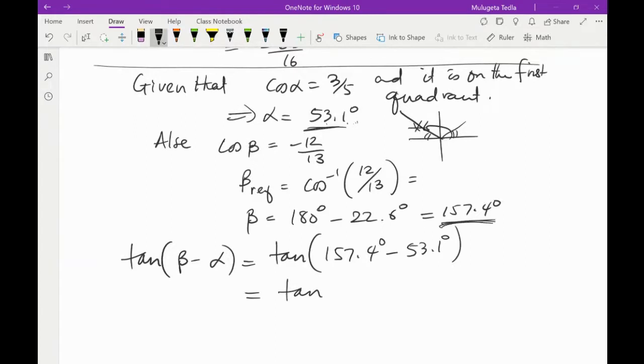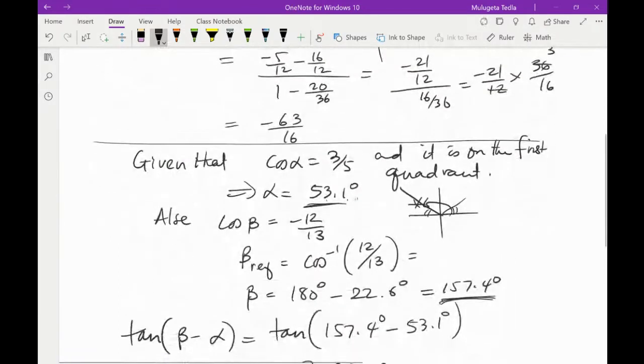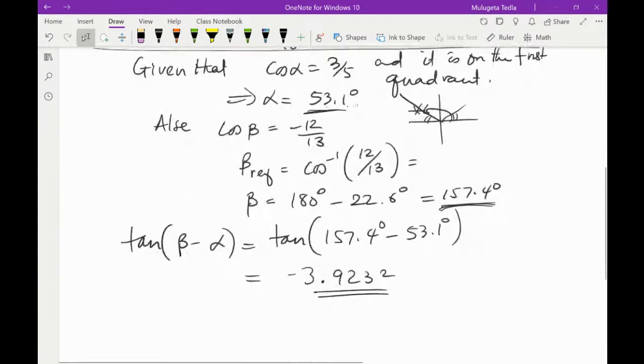That's it. It's done. So what is 157.4 minus 53.1, and take a tangent? It is negative. Tangent of this is negative 3.9232, and what did we get? Negative 63 over 16. Negative 63 divided by 16 is negative 3.9375. Oh, there is a lot of approximation, yeah?